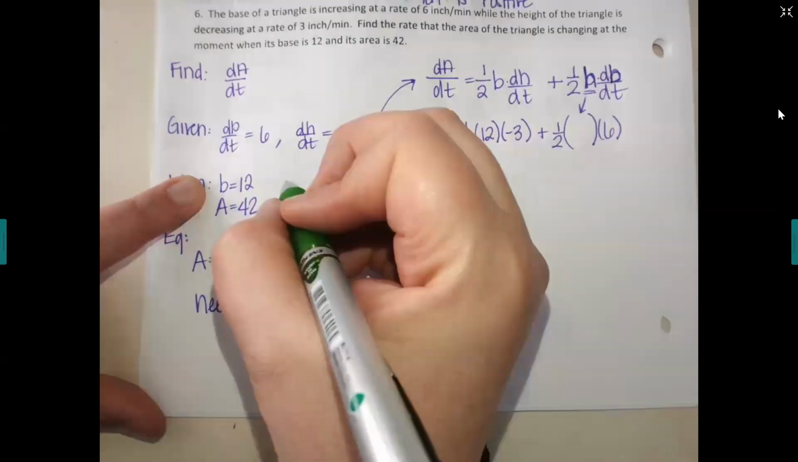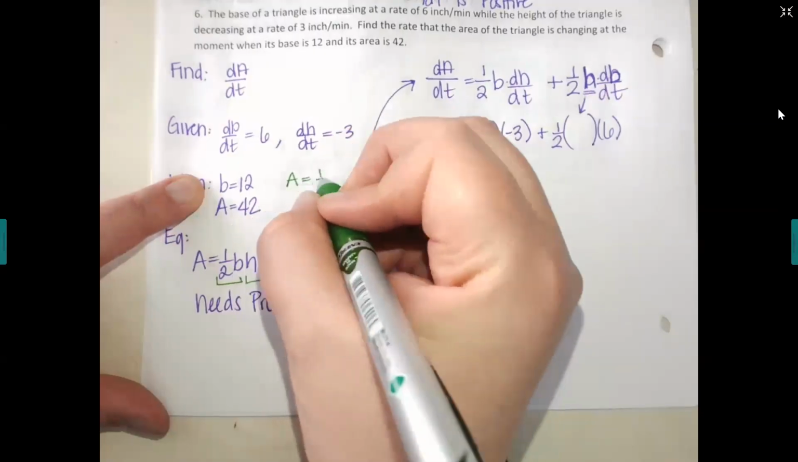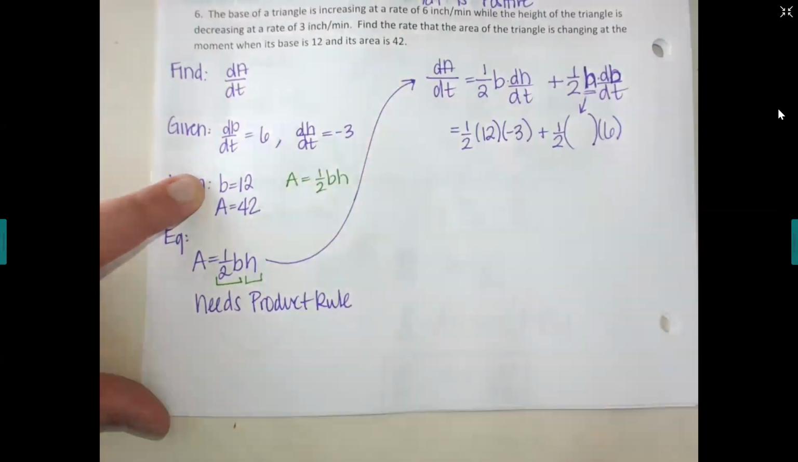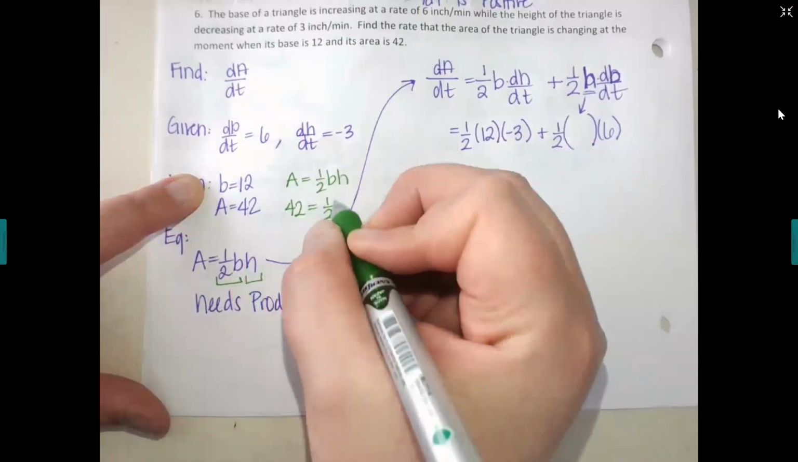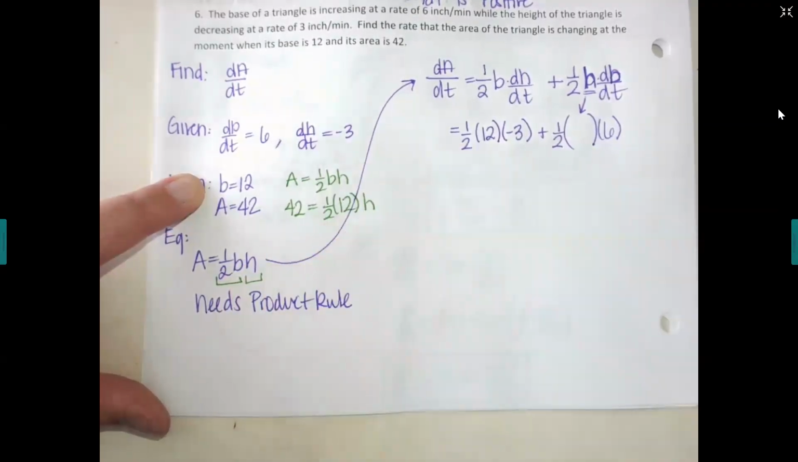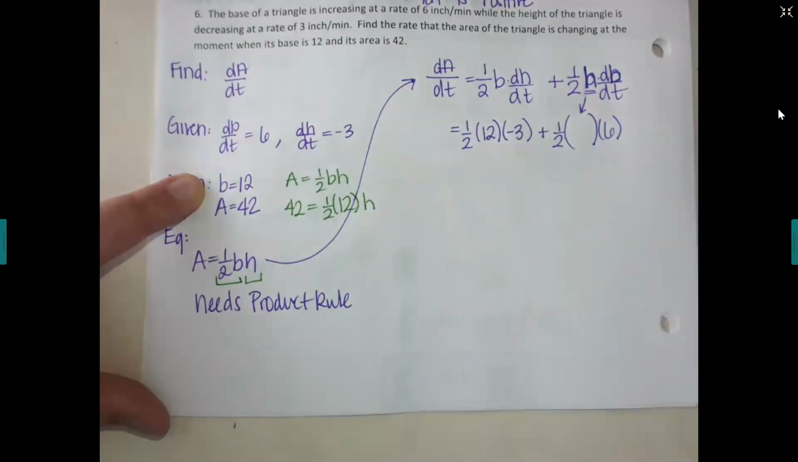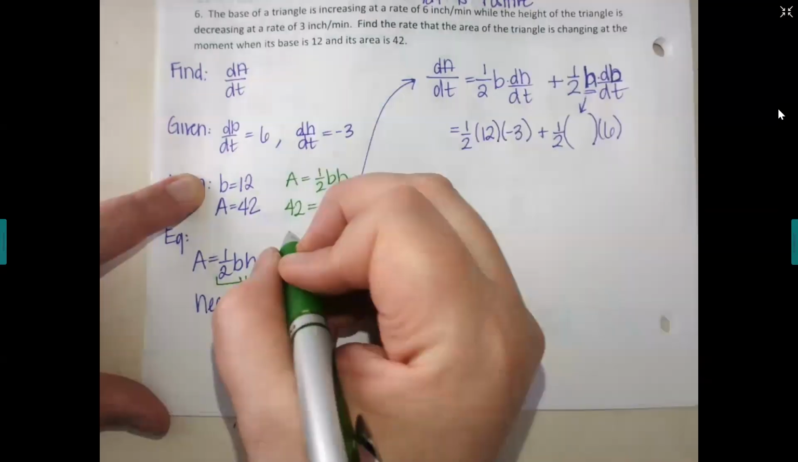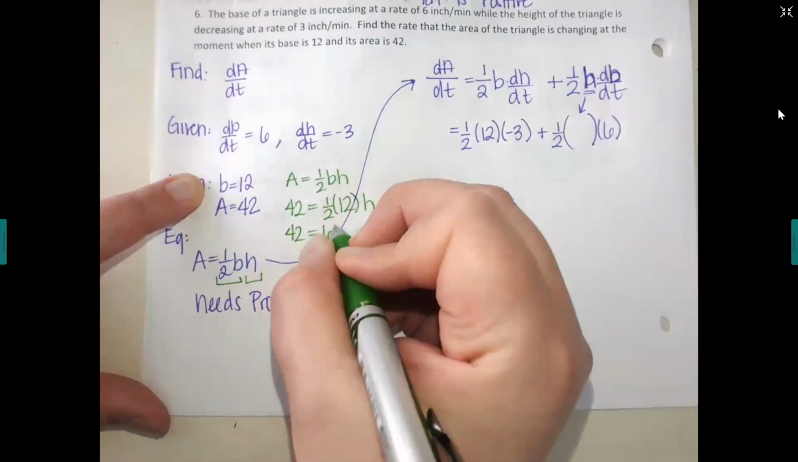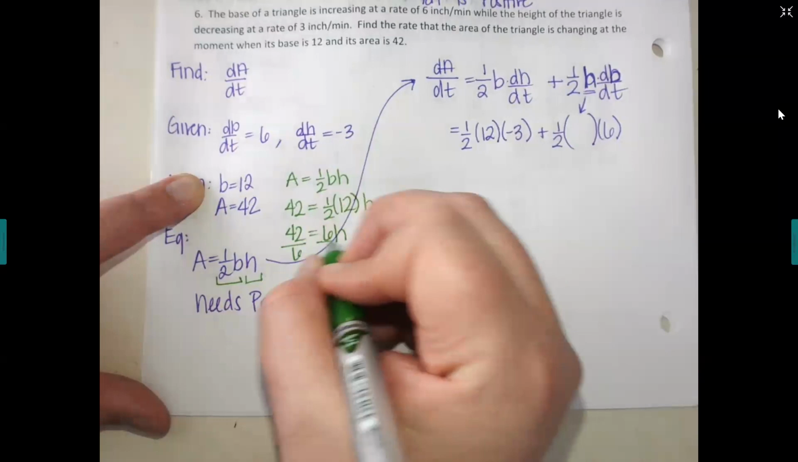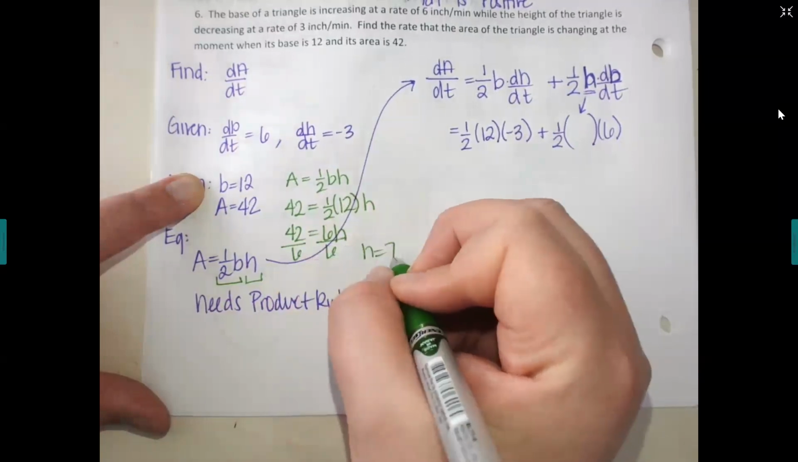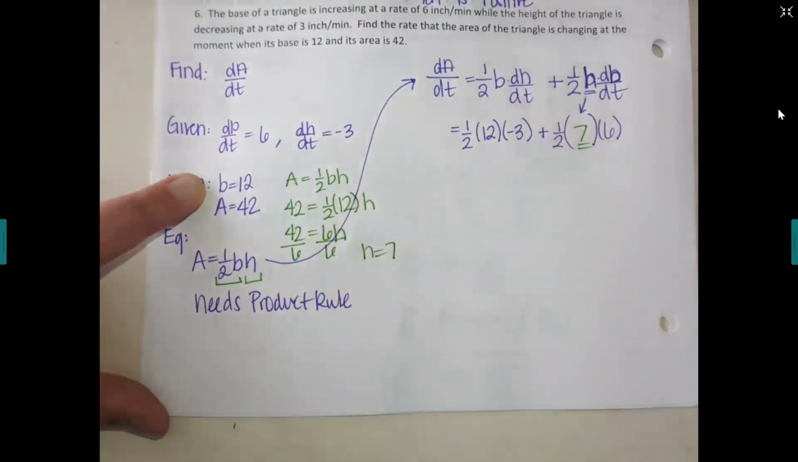So right here, I'm going to put area equals 1/2 base times height, then 42 equals 1/2 times 12 times height. What is half of 12? 6. So 42 equals 6H, then H has to be what? 7. And now I know what to put in this spot.